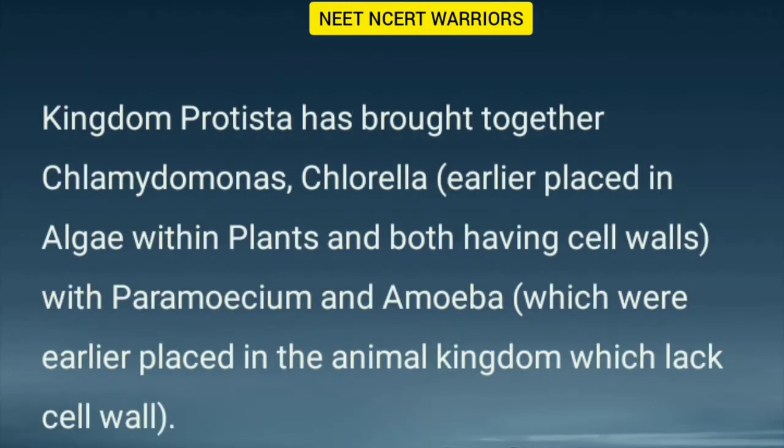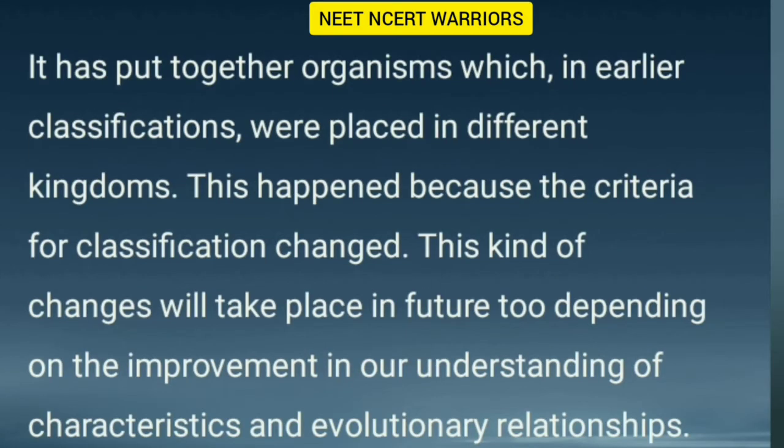Kingdom Protista has brought together Chlamydomonas and Chlorella, earlier placed in algae within plants, and both having cell walls, with Paramecium and Amoeba, which were earlier placed in the animal kingdom, and which lack cell walls. It has put together organisms which in earlier classifications were placed in different kingdoms. This happened because the criteria for classification changed.